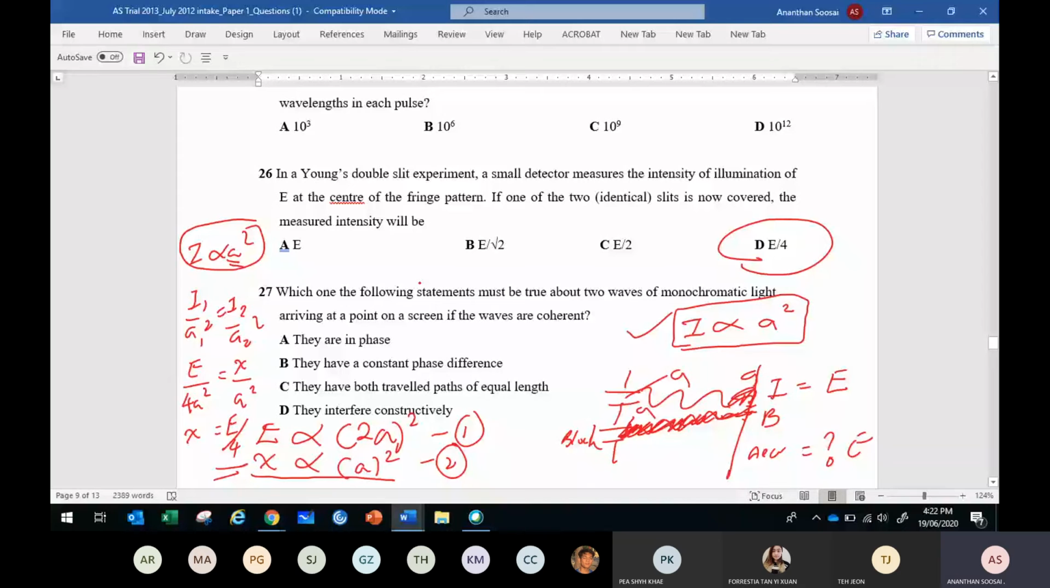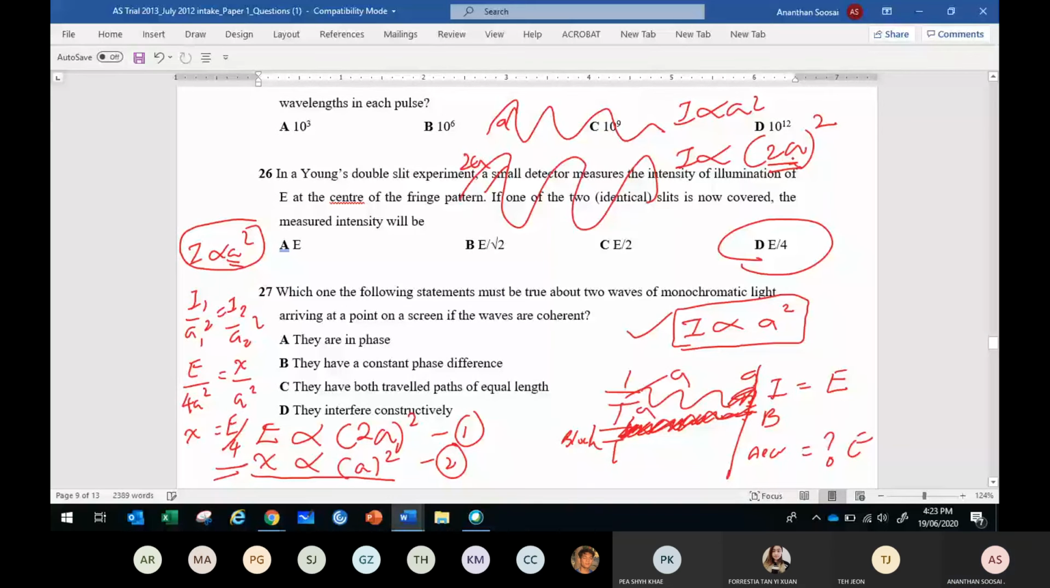So if you have a wave with amplitude A, then I is proportional to A squared. If you get an amplitude of 2A, then the intensity is proportional to (2A) squared. So the 2 also needs to be squared, so it becomes 4A squared. It's because the amplitude is 2A, and the amplitude needs to be squared. If it's 3A, then I is proportional to (3A) squared. The 3 is also squared, so it becomes 9A squared.